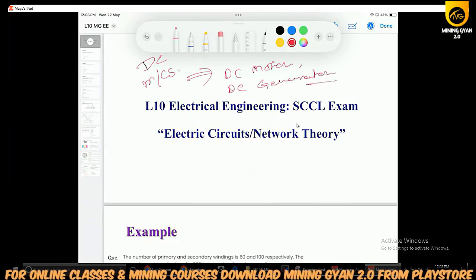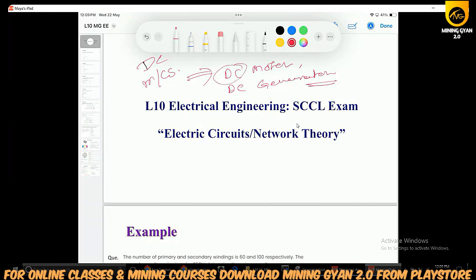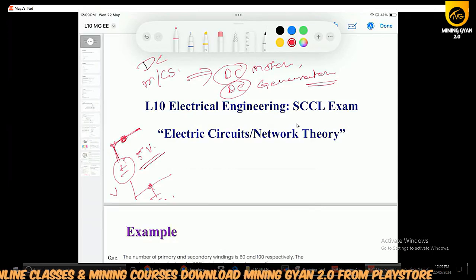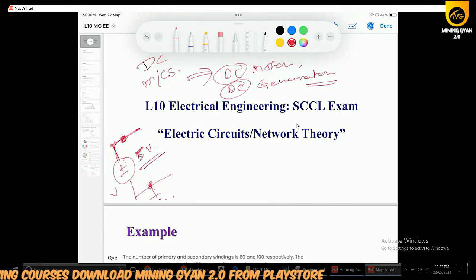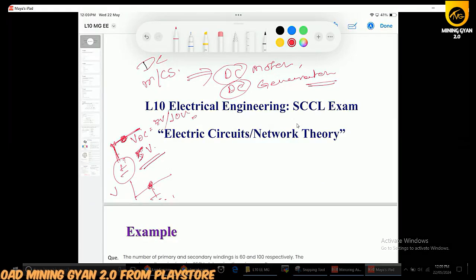In case of DC machines, we have to supply a DC source. DC source means plus and minus. This is the DC voltage source, let us say 5 volts. Between these two terminals, this one will be grounded and this will be the live conductor. So the potential across these two terminals will be your VDC, and that can be 5 volts, 10 volts, etc.